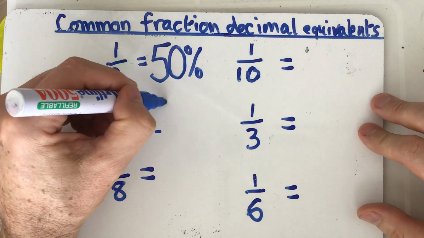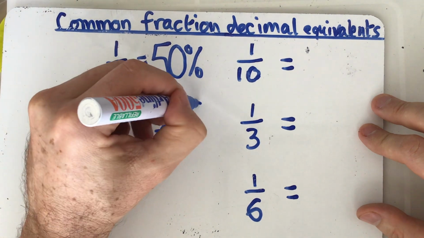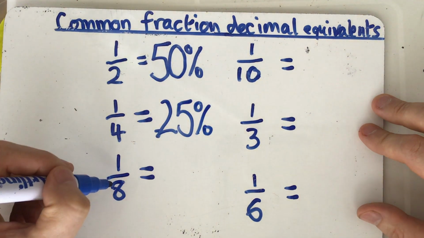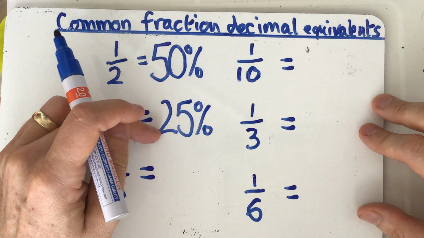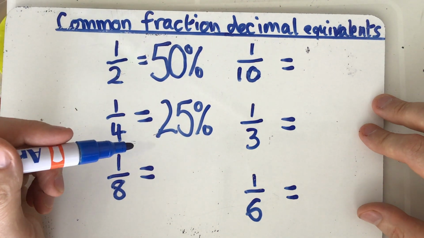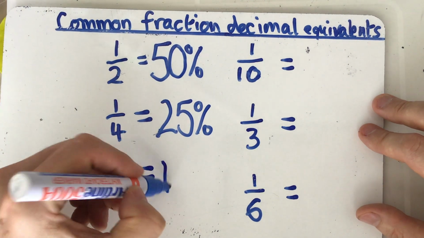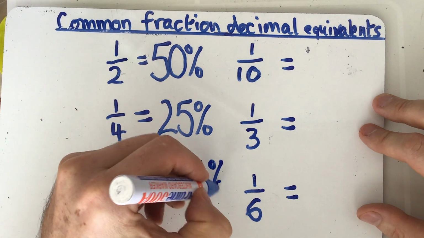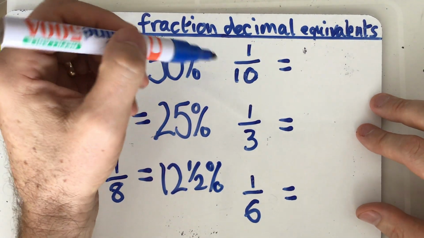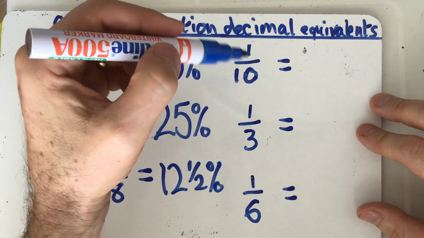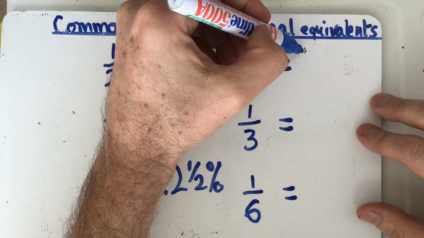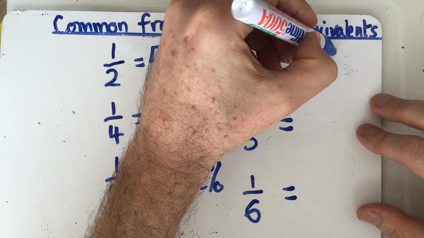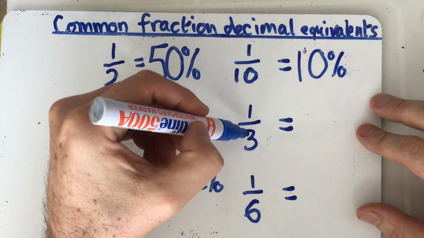did you get it? 25%. And 1/8, this is a bit trickier. Did you get it? 12.5%. 1/10, can you remember that one? 10%.